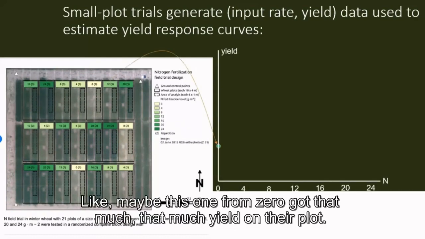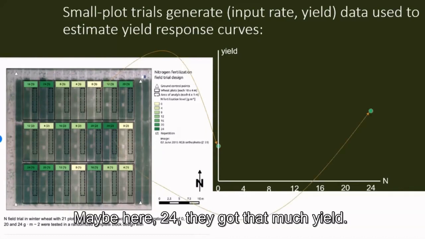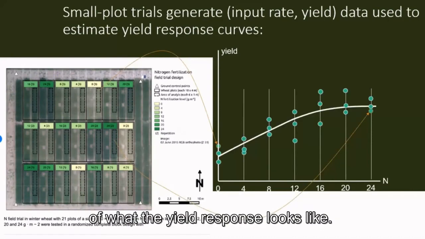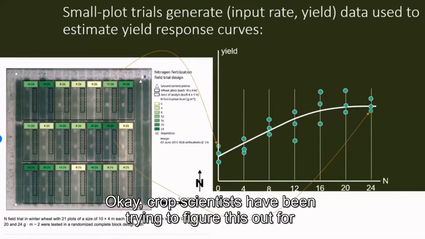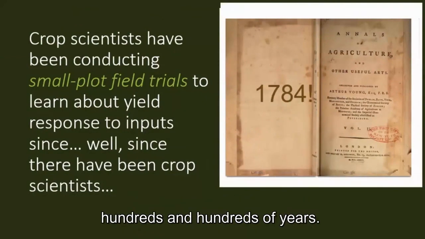Like maybe from 0 they got that much yield on their plot. Maybe here at 24, they got that much yield. And then you put all those dots together, and you can get an estimate of what the yield response looks like. Okay. Crop scientists have been trying to figure this out for hundreds and hundreds of years.